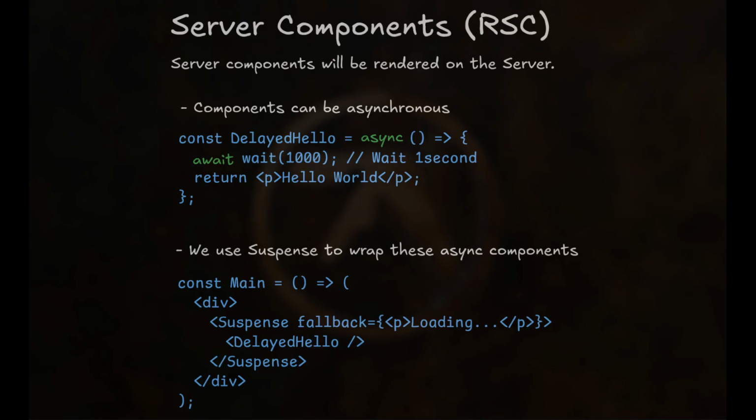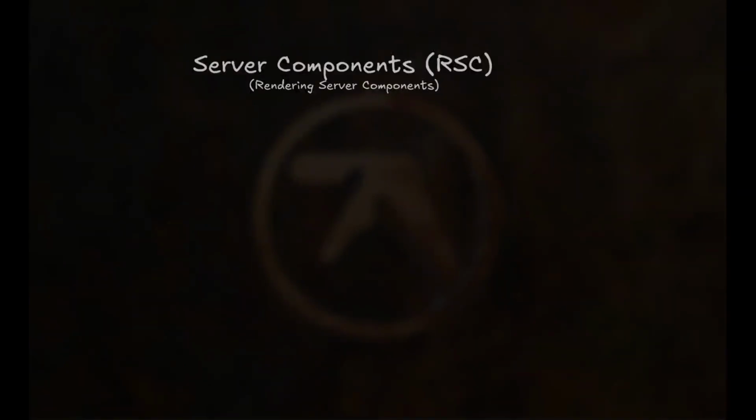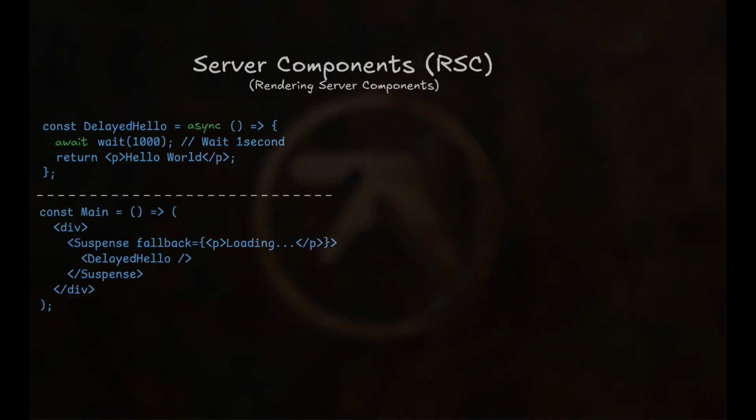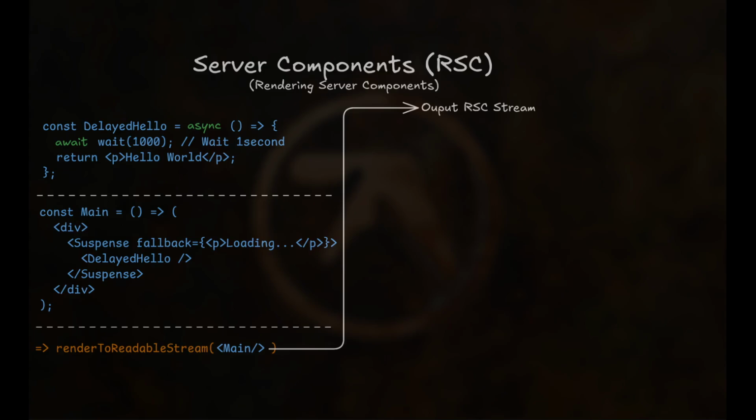I will explain what I mean by that with the example of rendering a server component. In this example, we have a delayed hello component that waits for 1 second before displaying hello world. Next, we have the main component, which wraps the delayed component in suspense. Now we'll render the main component, and let's look at how the output RSC stream or payload looks like. You can see the API that we are using is render to readable stream. We'll be going into detail about what these APIs are in the later videos, but for now we can say that a component is being rendered to some sort of stream.